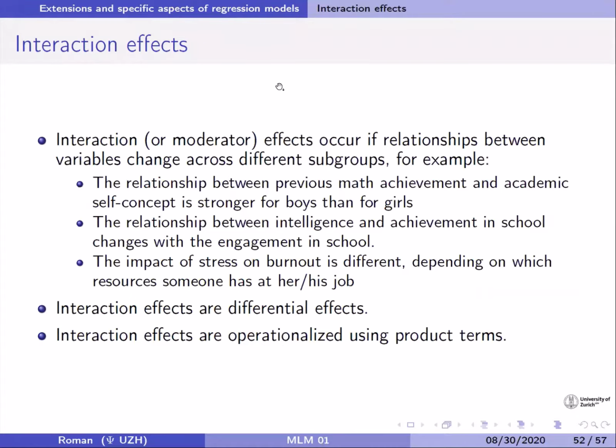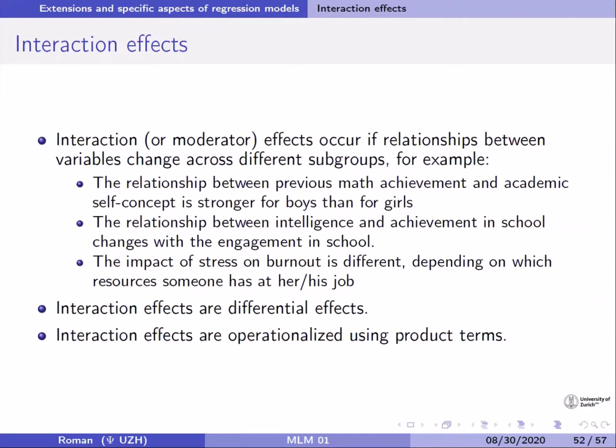Interaction effects, sometimes called moderators in psychology and the behavioral sciences. Interaction effects occur if relationships between variables change across different subgroups. For example, the relationship between previous math achievement and academic self-concept is stronger for boys than for girls. Or the relationship between intelligence and achievement in school changes with the engagement in school. The impact of stress on burnout is different depending on which resources someone has at his or her job.